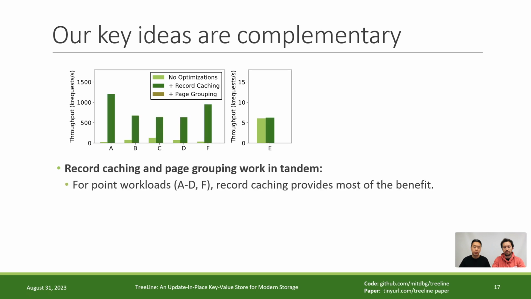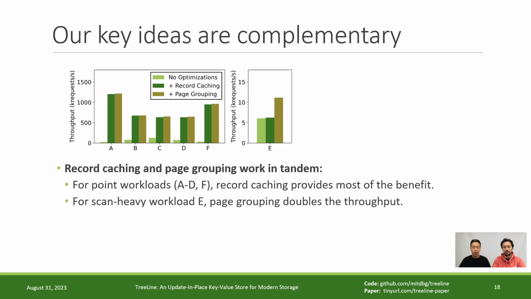When we enable record caching, you see that all of the point workloads get a big boost in performance, and that's because Treeline is now able to have much better memory utilization. It utilizes the memory in its cache better, and this leads to far better performance on the point workloads. But what's also very interesting is once you enable page grouping, you see that the scan heavy workload gets a big boost, so its performance doubles in this case. And that's because it's achieving far higher physical read throughput, which is due to the performance properties of the SSDs. And very importantly here, you notice that none of the point workloads are negatively affected by page grouping.